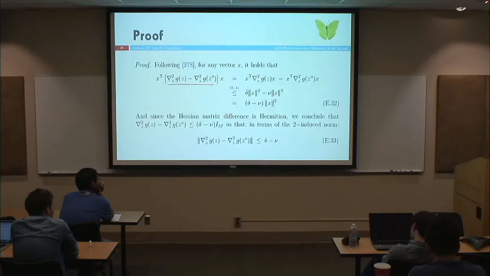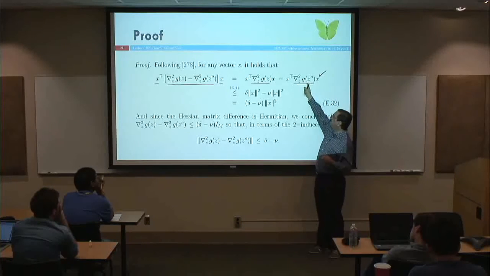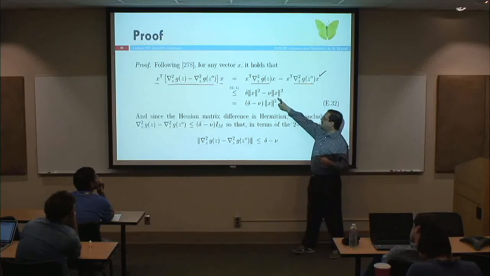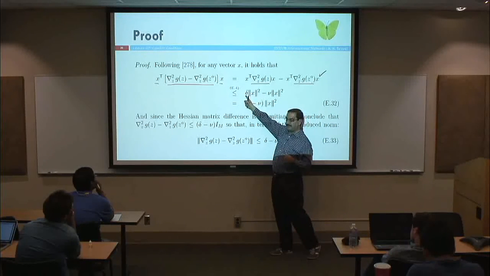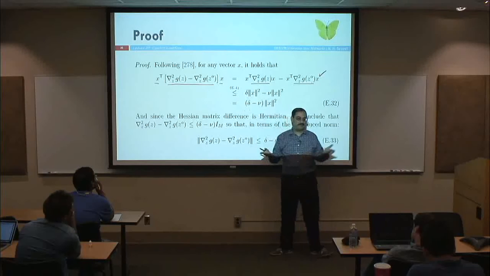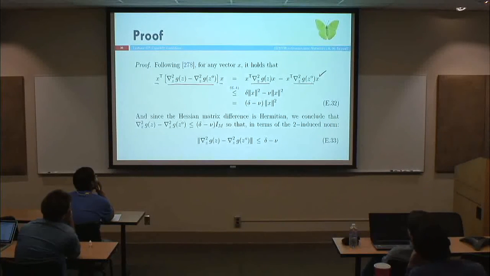Now, let's take this, multiply by any vector x transpose and x from left and right, so you get this. Now, the Hessian is upper bounded by delta, lower bounded by nu. So the second term here, I replace it by something smaller. The first term, I replace it by something bigger. So the first line is upper bounded by the second line. Are you following? And then I group these two terms together.